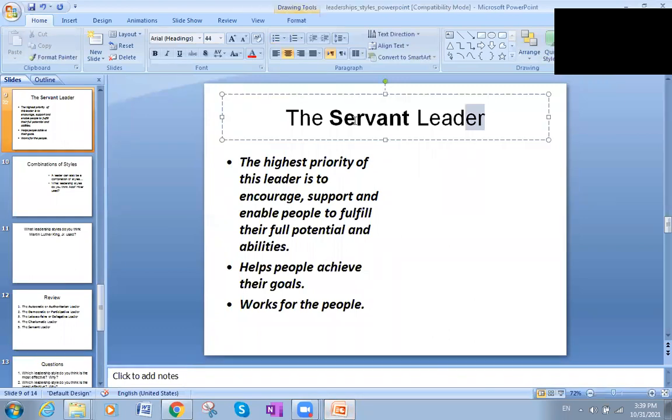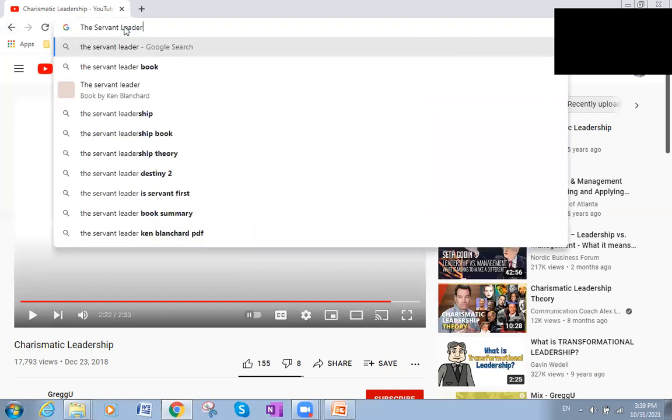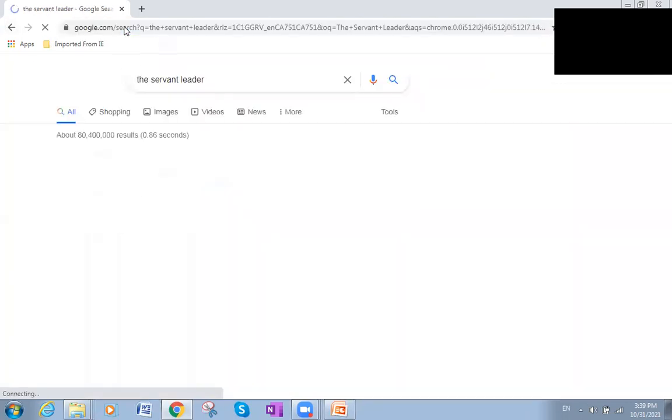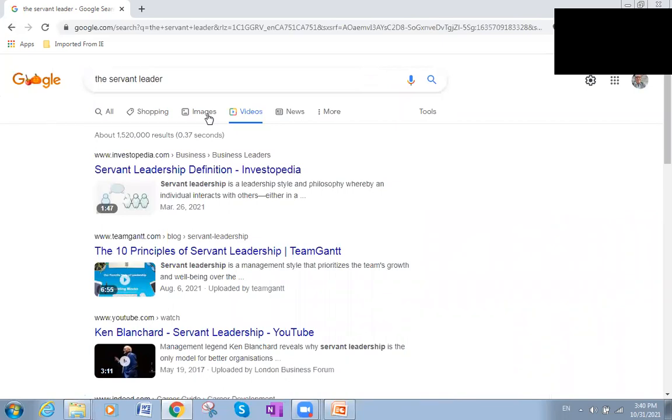The second type is the servant leader. We'll have some ideas about what we mean by servant leadership. Like I said, it focuses primarily on the growth and well-being of people and communities. So he focused on the people themselves more than on the work, more on the people, the relationships, and of course, things also leading to work.